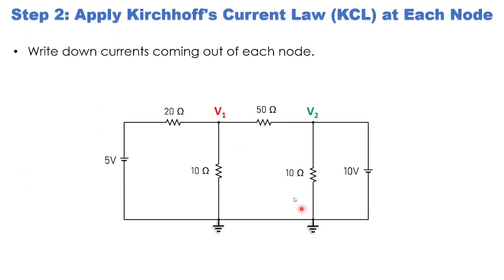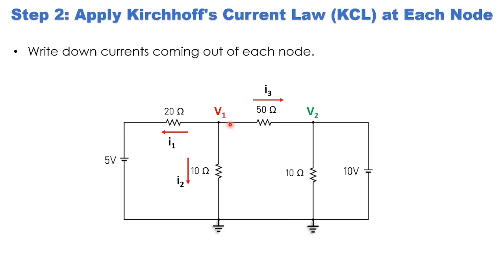Okay. Now in the next step, we apply Kirchhoff's current law, that means KCL at each node. Now what does KCL state? KCL states that the sum of all the currents either coming out of or going into the node is equal to zero. So what we will do is write down all the currents that are coming out of each node. As you can see for this V1 node here, I have drawn three currents that are going outward with respect to V1.